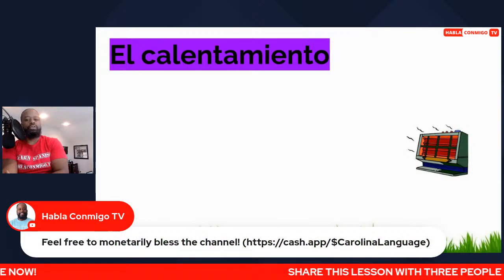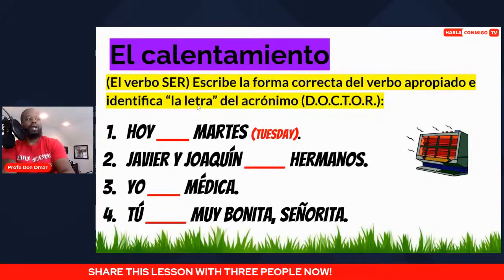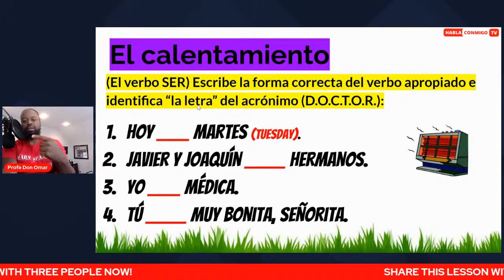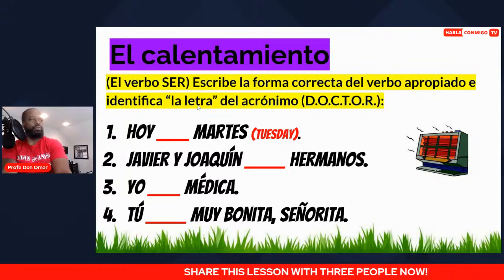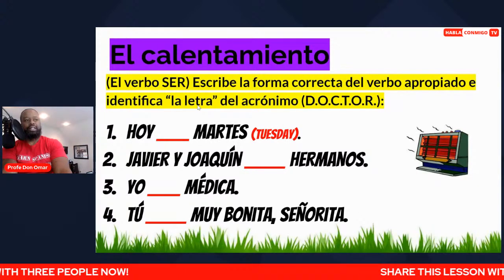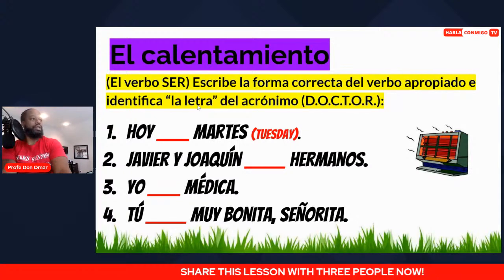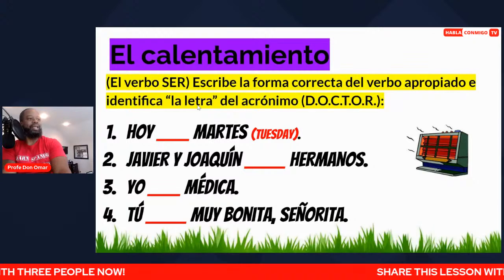So here is what we want to see. All right, so we've got las instrucciones. We've got the instructions here. We are reviewing el verbo ser. Estamos repasando el verbo ser. So we're reviewing the verb ser. And what it says here is write the correct form. Escribe la forma correcta del verbo apropiado e identifica la letra del acrónimo.